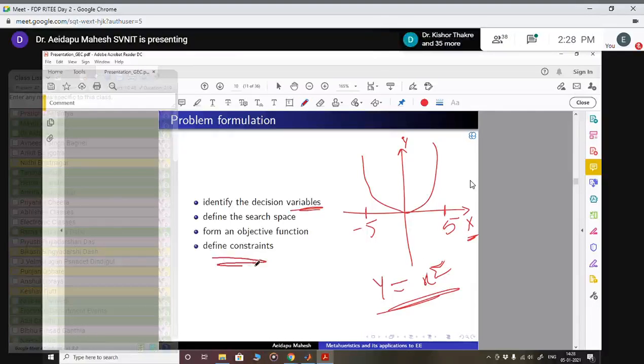Then define constraints. I don't have any specific constraints here, but I can add one, like my y value should not be more than 1000. If you have constraints, you can put them; otherwise, you need not put any. If you don't have any constraints, it is called unconstrained optimization. If you have some constraints, it is called constrained optimization. Now you are supposed to apply your optimization process. You have that slide.